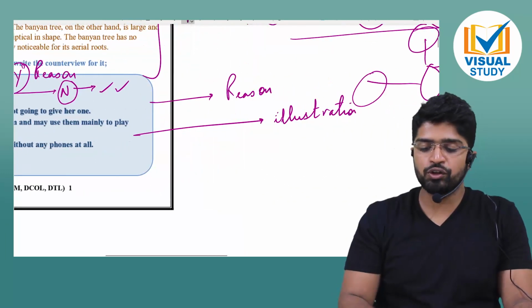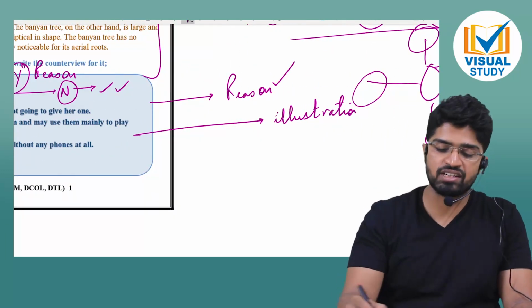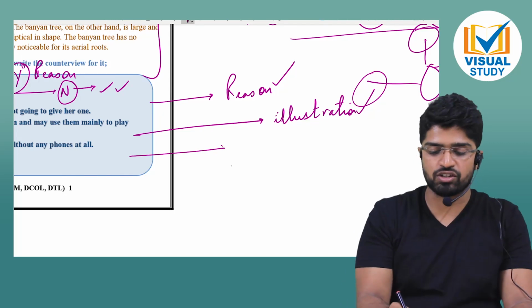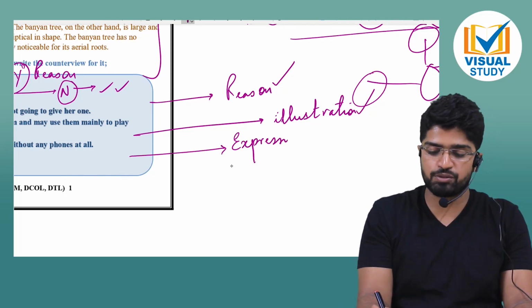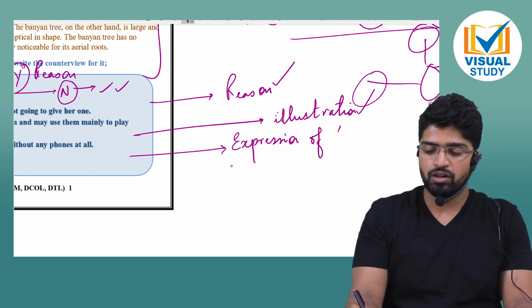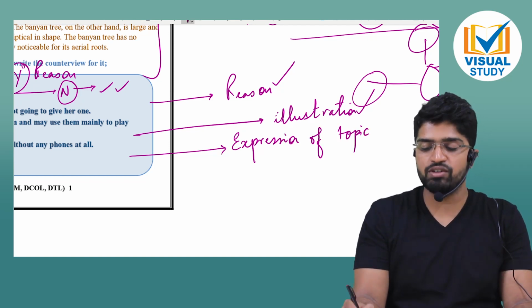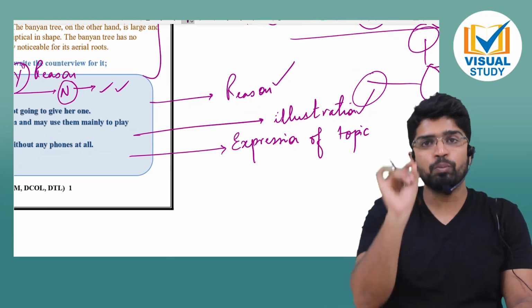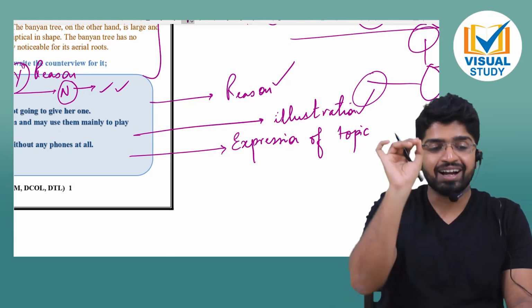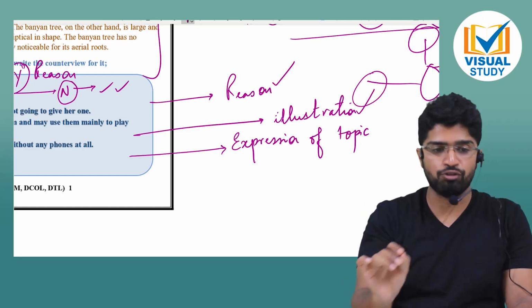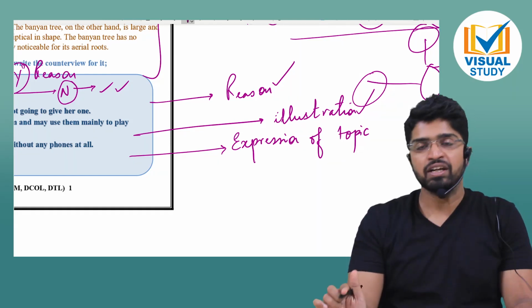Second, if you write a counter view, every counter view should have a reason. Every counter view should be given with illustration. Third part, every counter view should have an expression of the topic in the right way. What does this mean? Whatever the topic is, that topic has to be mentioned in the most correct and most ideal format. Is that fine, everybody? Yes.